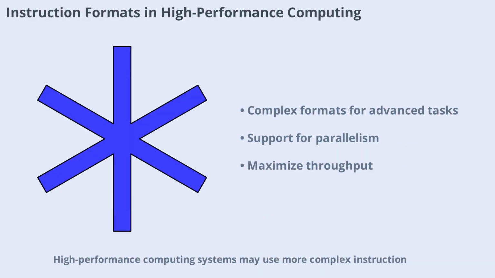High-performance computing systems may use more complex instruction formats to support advanced operations and large data sets. These formats often include multiple operand fields and support for vector or parallel processing. The goal is to maximize computational throughput, even if it means more complex hardware.